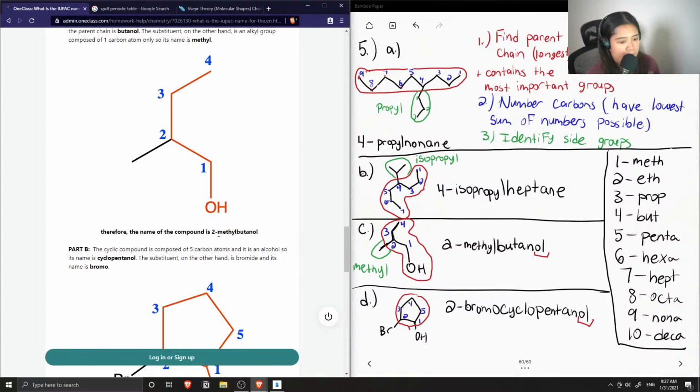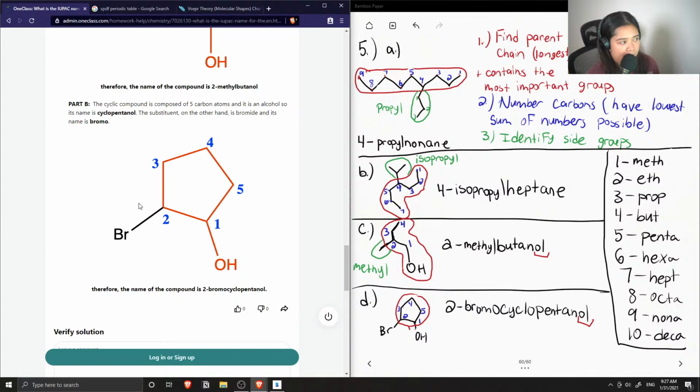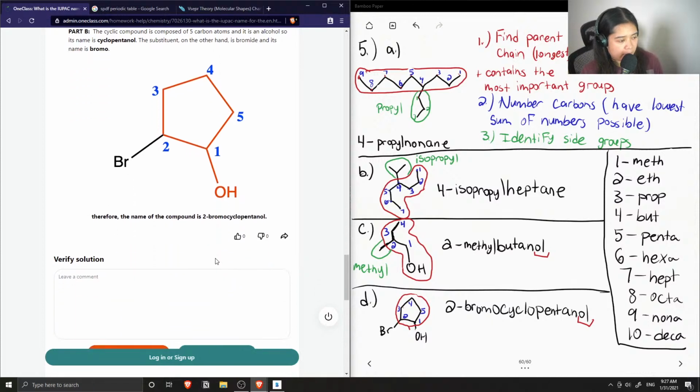Therefore, it's 2-methylbutanol. And lastly, for part D, a 5-carbon cyclic structure. So it's cyclopentanol and 2-bromocyclopentanol. Okay, so this solution is correct.